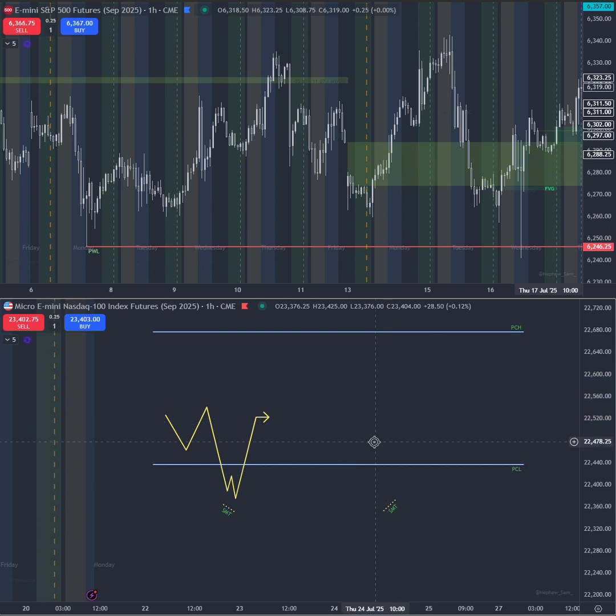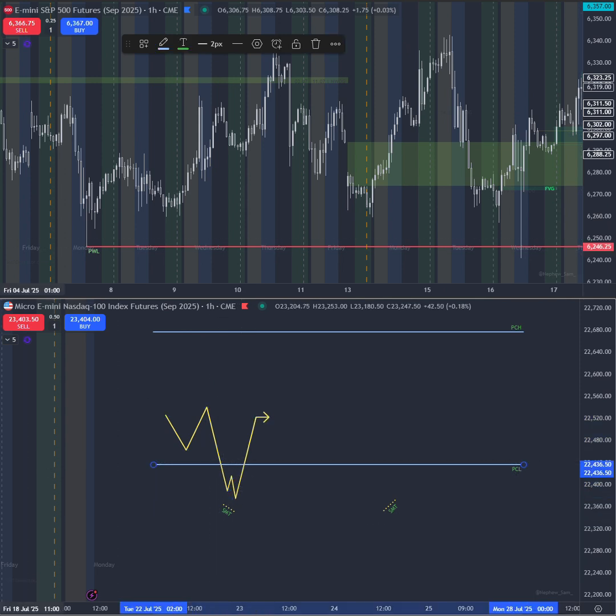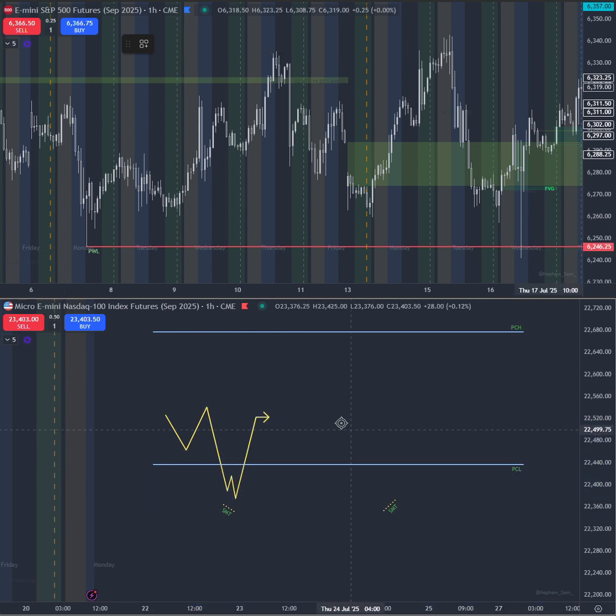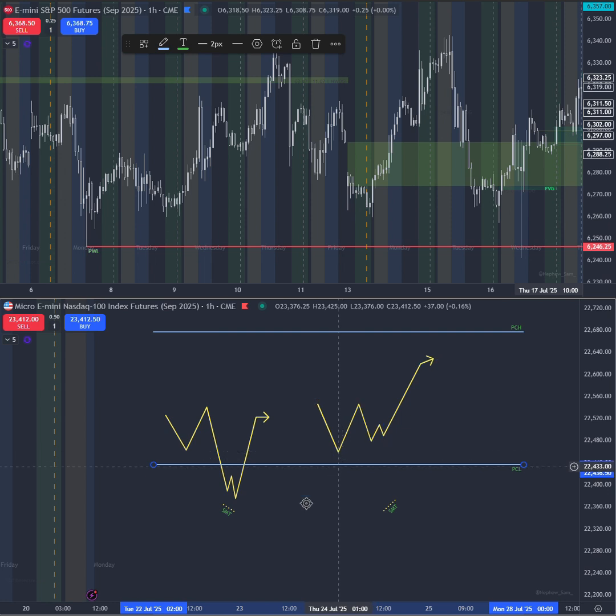Let me just erase this. So let's say ES came, swept the previous cycle low, and then NQ did not sweep that low, or did not sweep this low either. So we come, we sweep the previous cycle low, NQ did not.